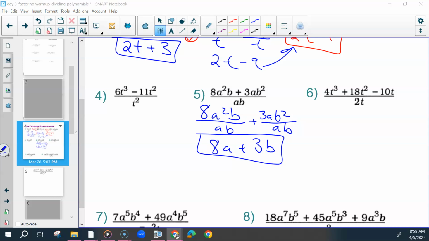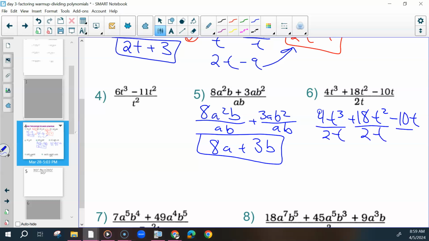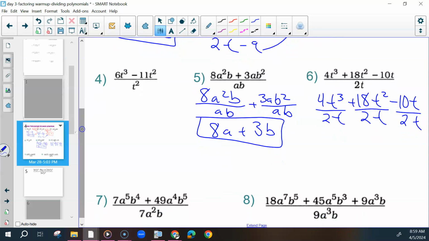Okay, let's do 6 and then we'll do 8. For 6, do we want to do it by separating or GCF? Separating. Okay. So go ahead and start writing that, separate it out. What would each piece give us? 2t squared plus 9t minus 5.